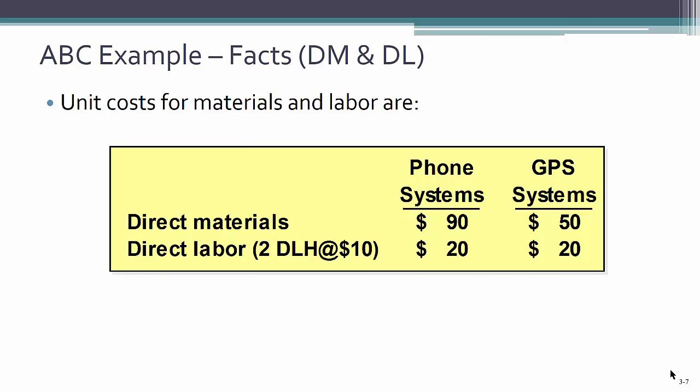We will assume that materials cost $90 per unit for the phone systems and $50 per unit for the GPS systems. Labor costs $10 per labor hour, and each system takes 2 direct labor hours. Therefore, labor costs $20 per unit for both the phone and the GPS systems.